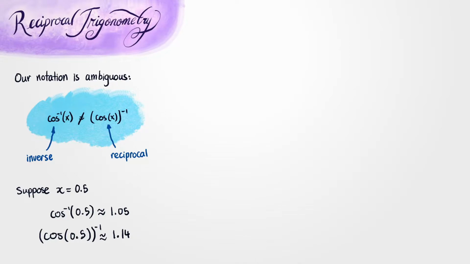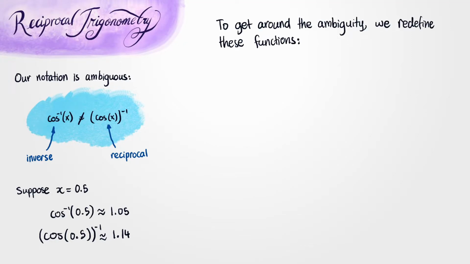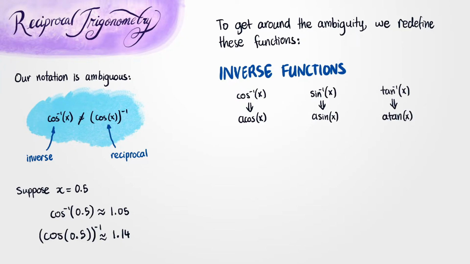Now in that video, we came up with a way to get around this problem by redefining the left and the right side of these functions. For the inverse functions, we introduced arccos, arcsine, and arctan. Instead of writing cos to the -1 of x, we write a cos of x. You might also see it written as arccos like this, but for brevity, I'll just keep writing a cos. Similarly, for sine inverse, we can also write this as arcsine, and for tan inverse, we can also write this as arctan. So now that we've renamed the inverse functions, we can also go ahead and rename the reciprocal functions as well.